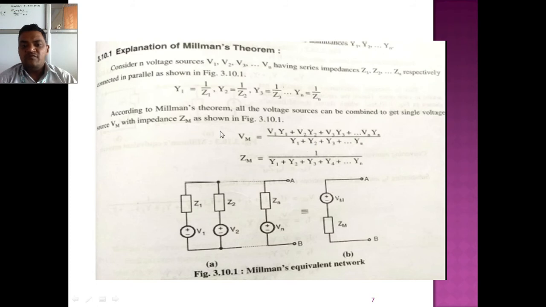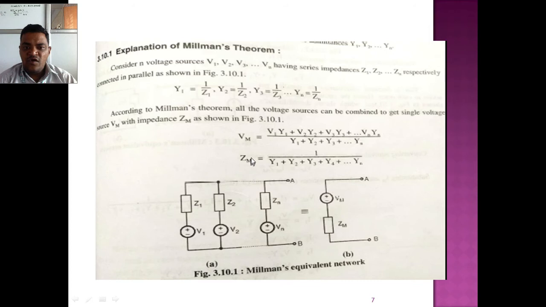So we write this equation: Vm is equal to V1 upon Z1, where 1 upon Z1 is Y1, meaning 1 upon R1, that will be given here. Okay, so here we write the equation for Zm.